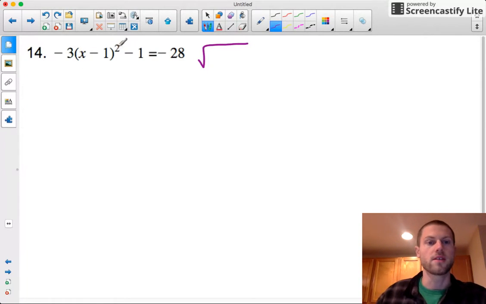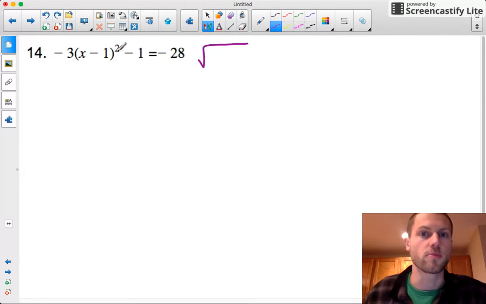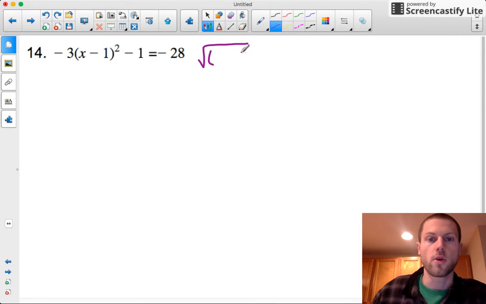I need to get inside of this thing. I need to get that exponent out of there. So the only way you can undo a square is by square rooting.